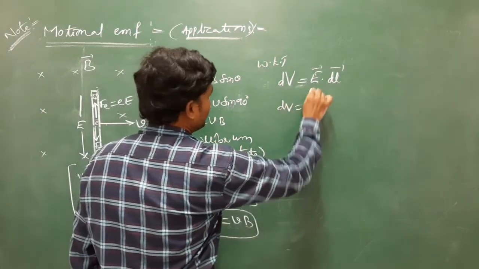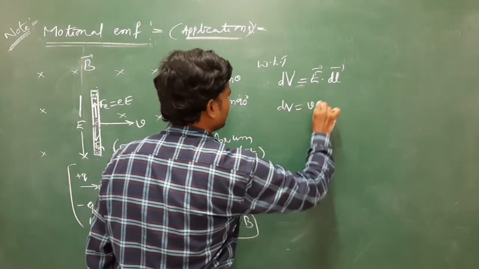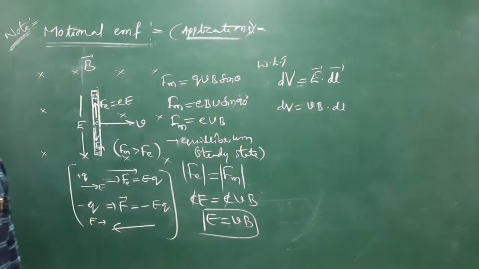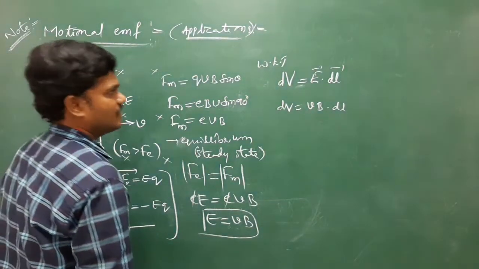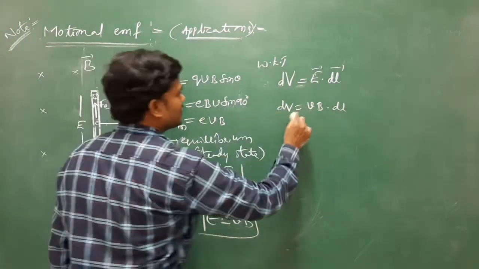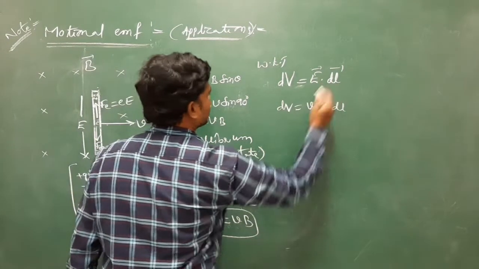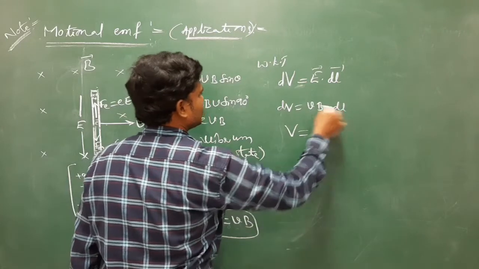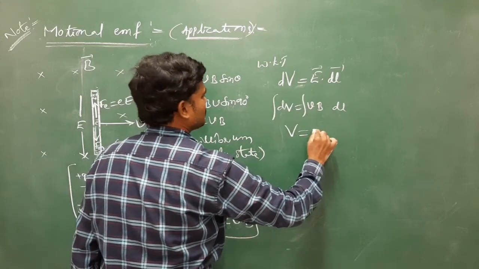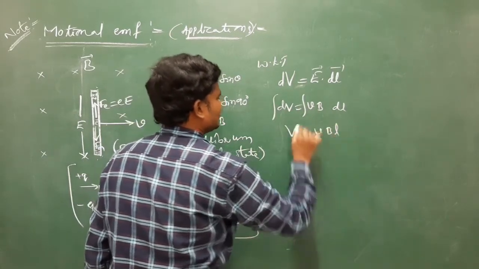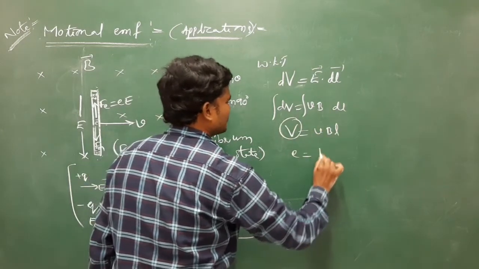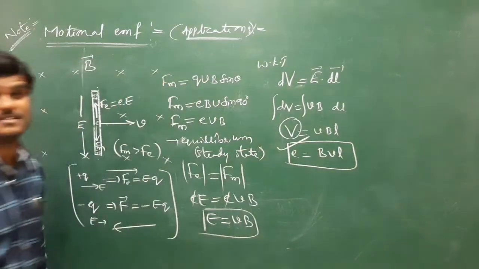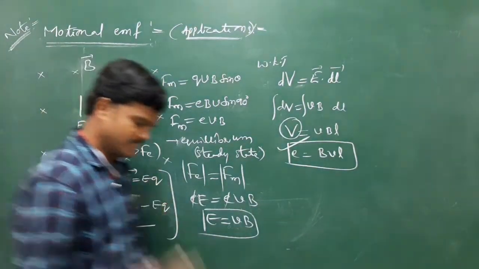dV, what is E? vB dot dl. The angle between them is anyhow 0. After the integration we can write V equals vBL. This V is nothing but the EMF, that is BvL. Again I got the same equation, but try to remember the previous derivation.